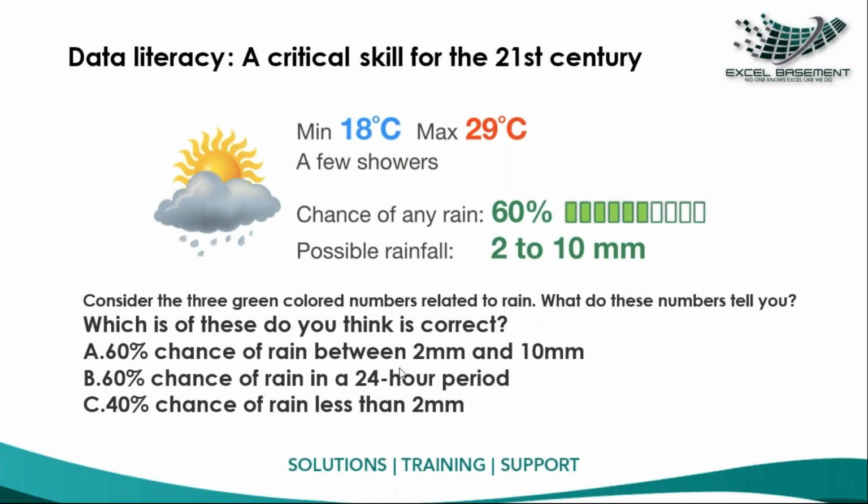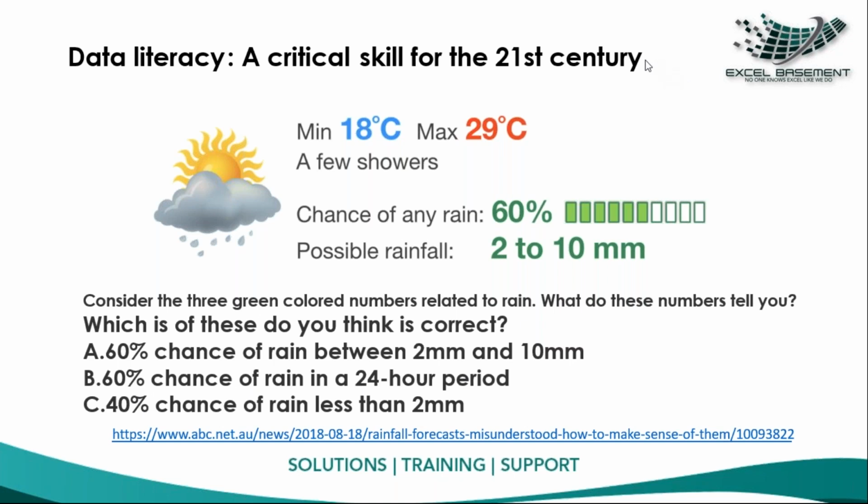It's not that what we are seeing is always right. The interpretation of the data is still difficult, and data literacy is here to tell you how to interpret the data. So the correct answer is option B, 60% chance of rain in a 24-hour period. If you want to know more about answer B, you can visit this link after the webinar, where you have a proper explanation of this question as well.